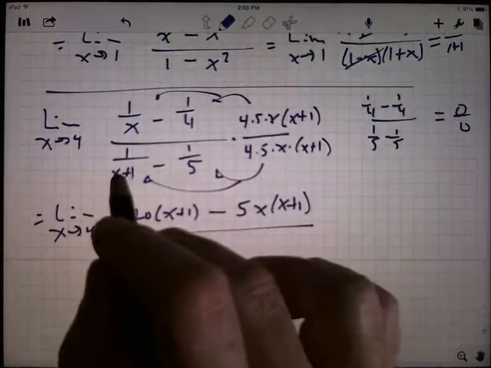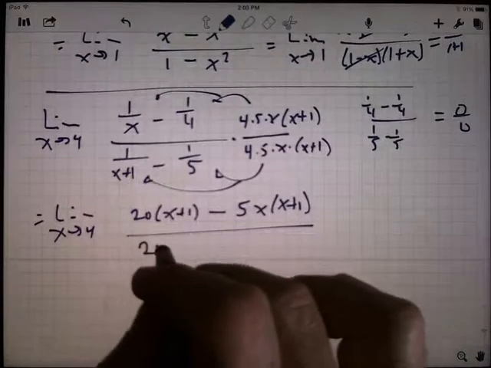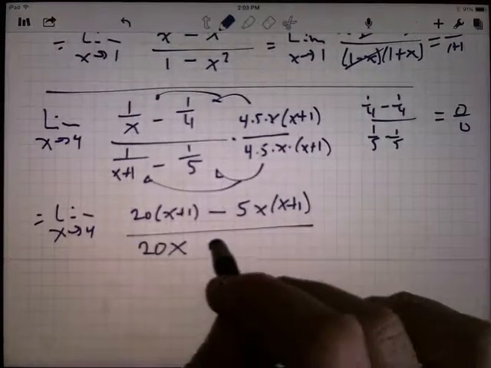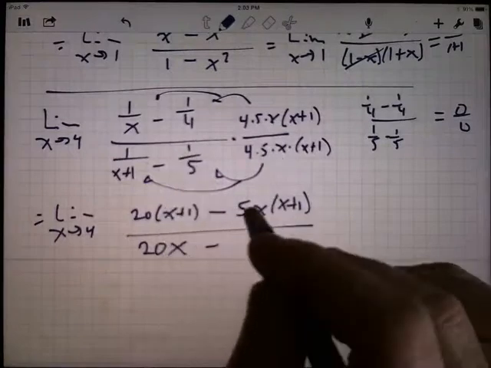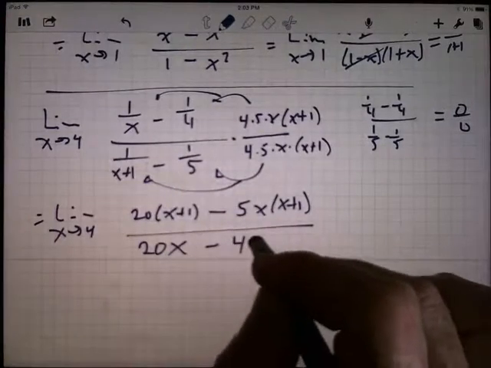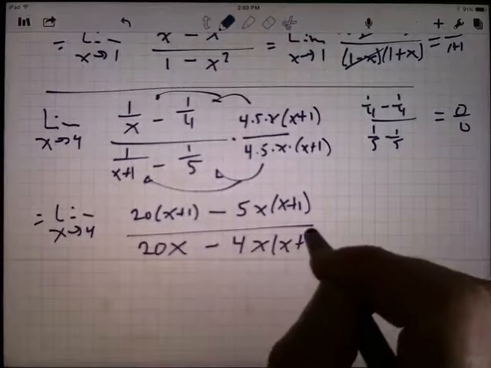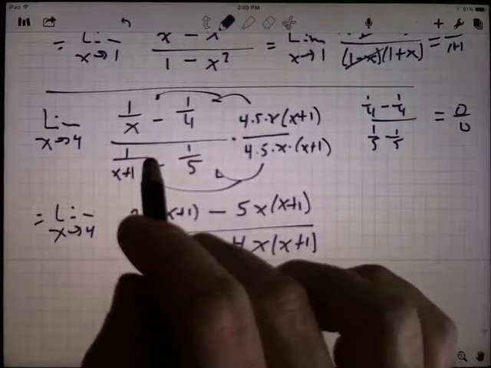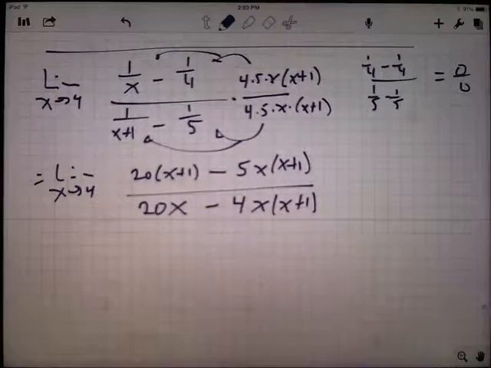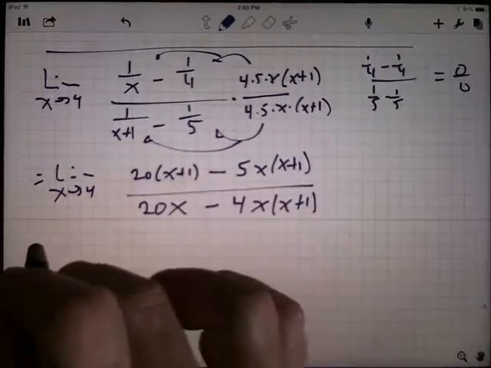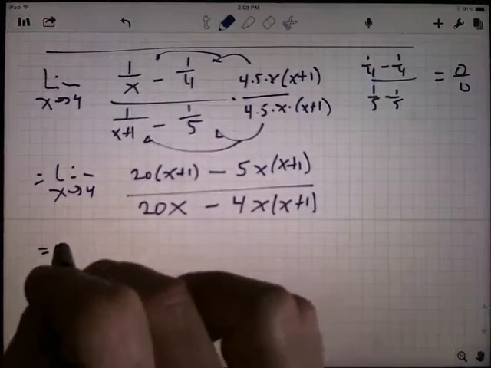When I multiply here, the x plus 1's cancel out. That just gives me a 20x. And lastly, when I multiply by this 1/5, the 5's cancel out, leaving me 4x times x plus 1. And there were minus signs in between here, so they're still there. And there we are. We're very quickly down to a 2-layer fraction. Now I'm going to have to see if I can collect some like terms here.